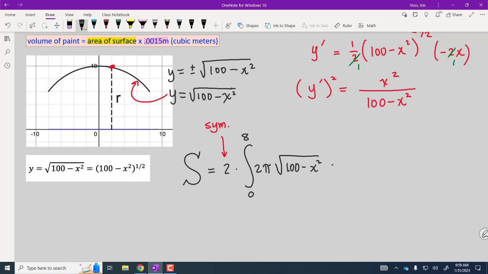And now we have to multiply by ds. ds, we know very well now that that's the square root of 1 plus y prime squared.